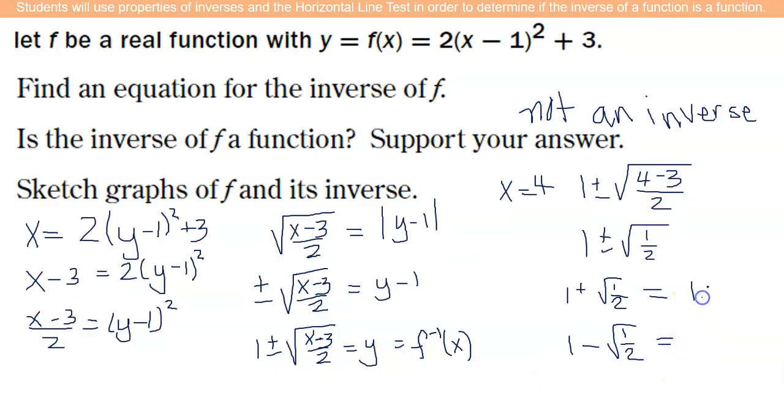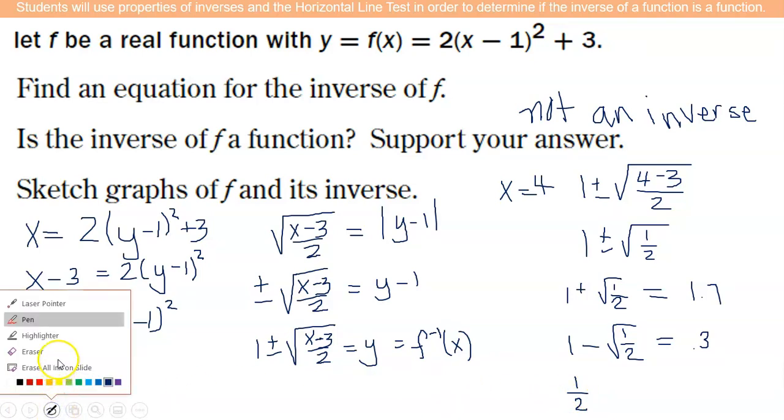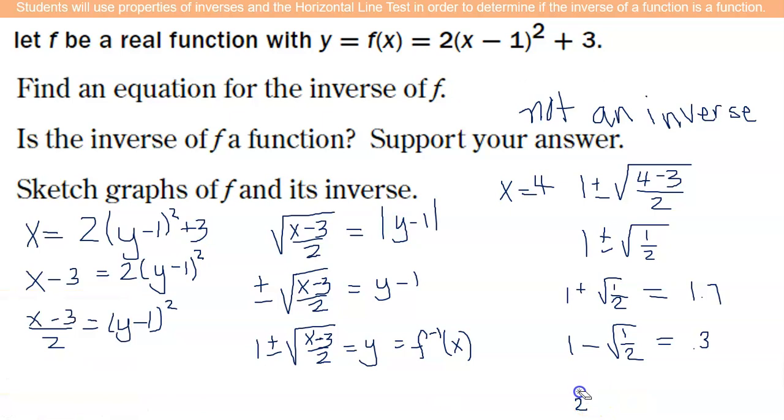So this was 1.7 and this was 0.3. So we'd have the ordered pair, I'm sorry, we'd have the ordered pair 4 and 1.7. And we would have the ordered pair 4 and 0.3.